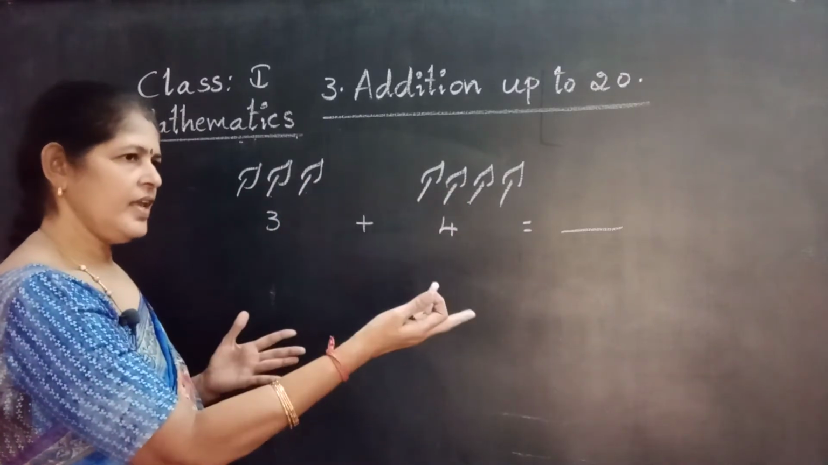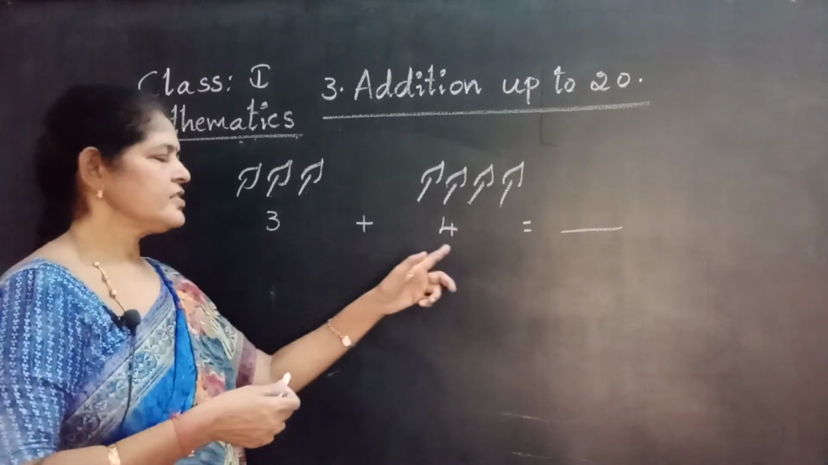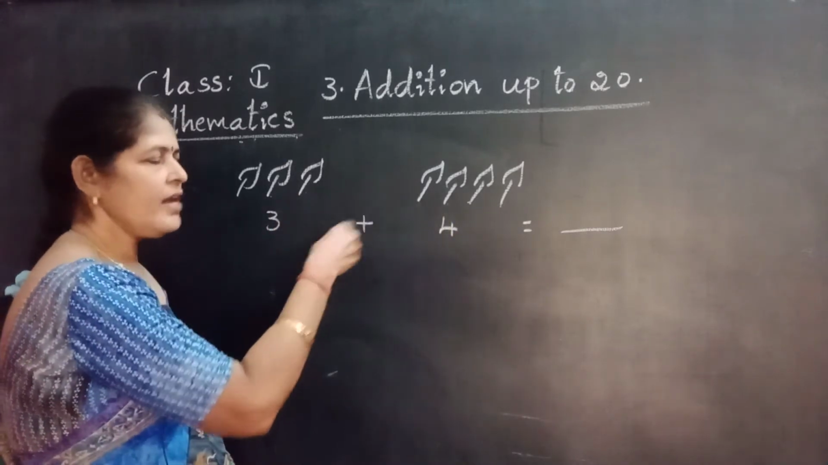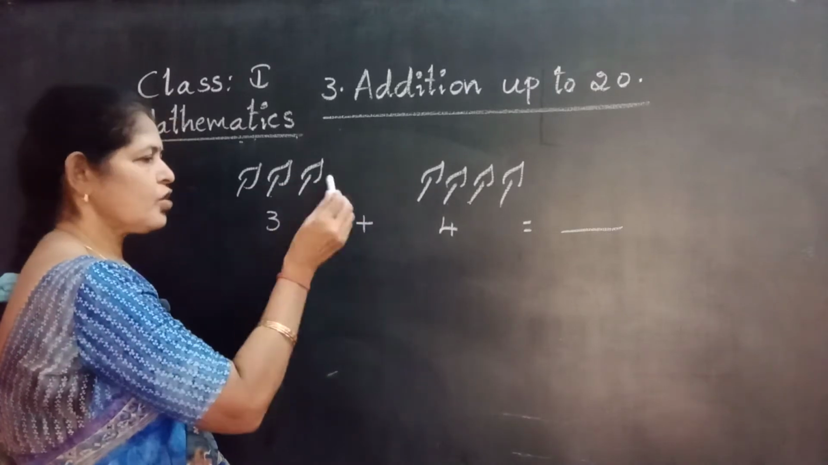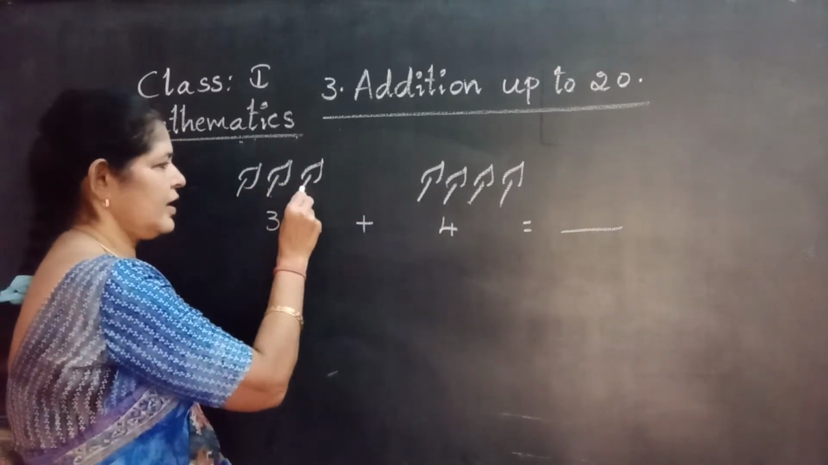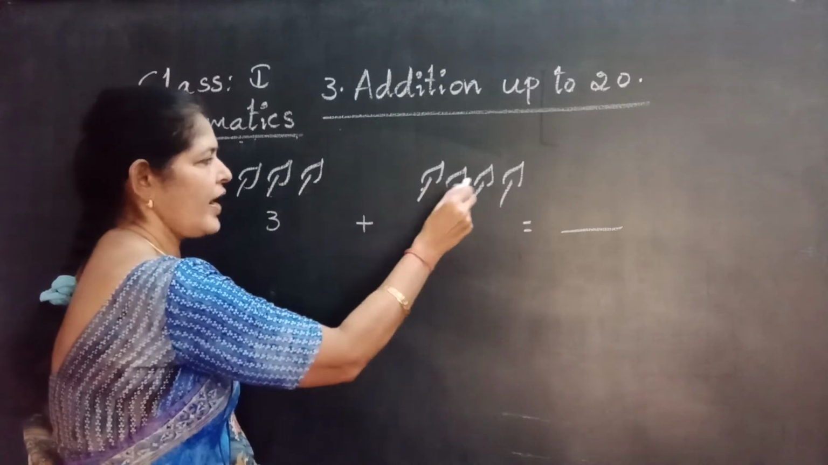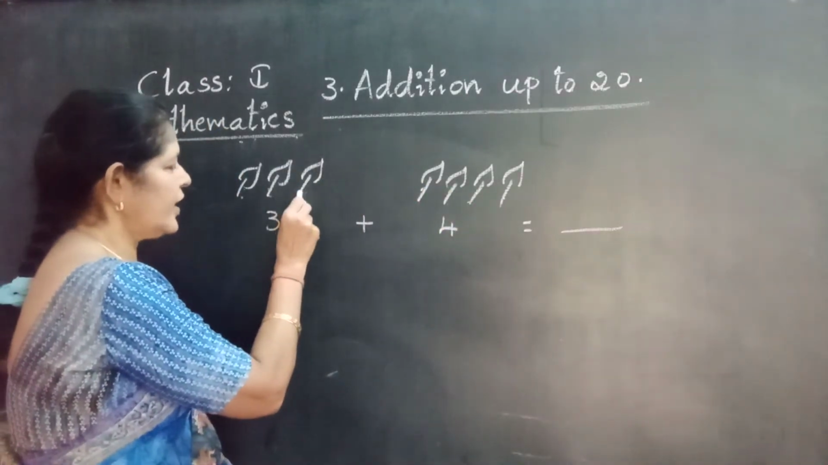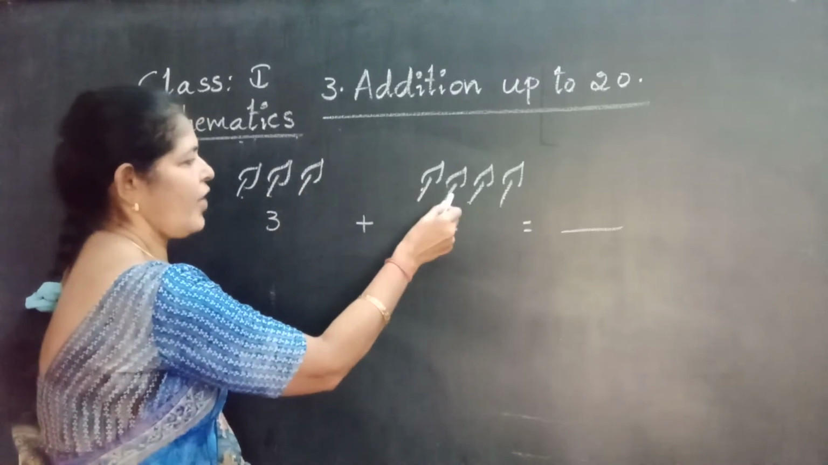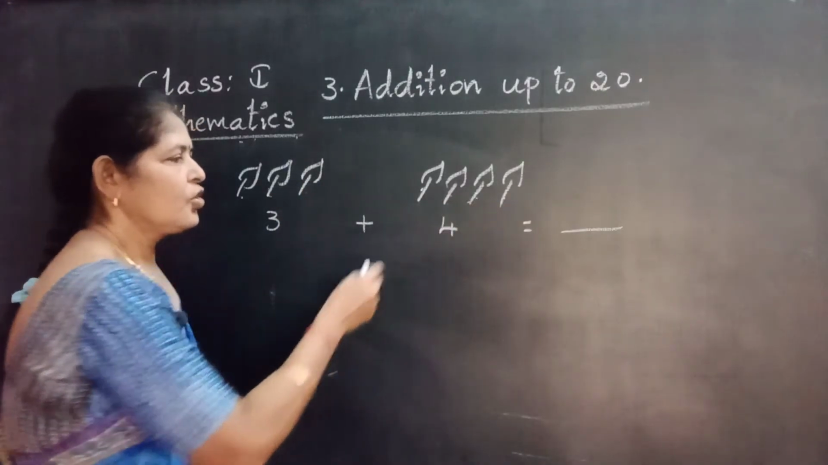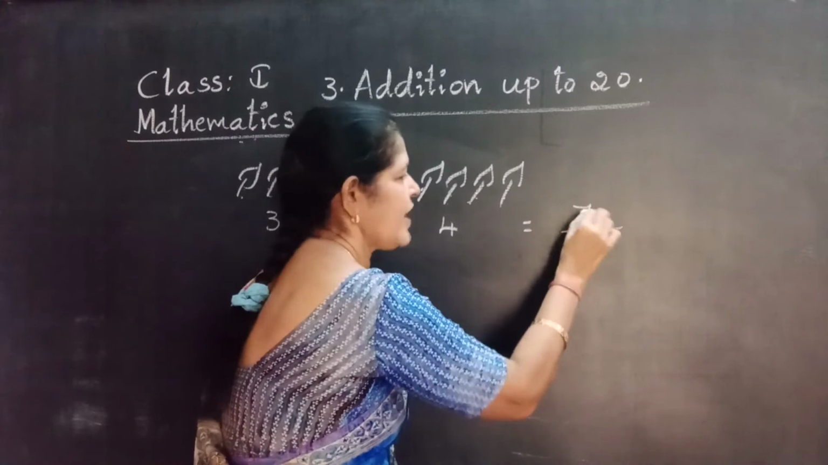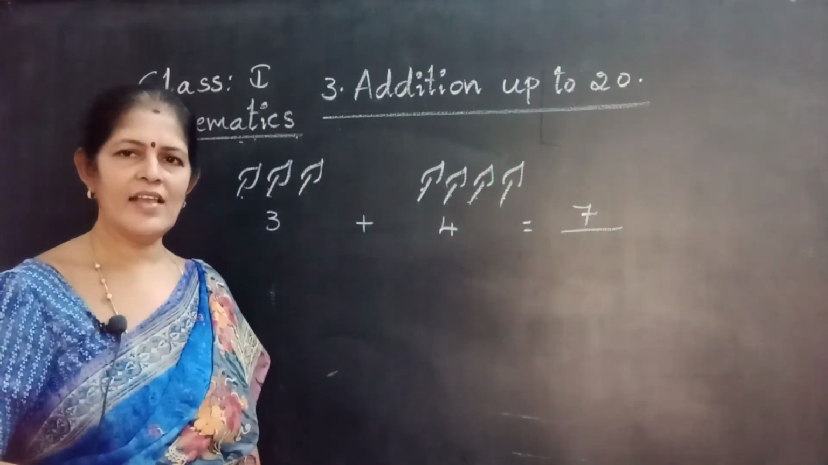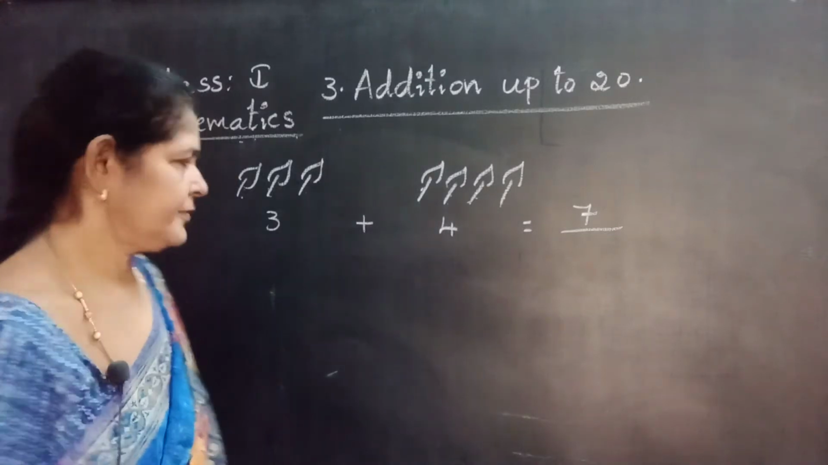That means how many we get. Otherwise we count numbers. Here pictures are there, so we count the pictures together. 1, 2, 3. Continue: 4, 5, 6, 7. Again 1, 2, 3, then after 3 comes 4, 5, 6, 7. The total is 7. 7 is called the total. Another one.